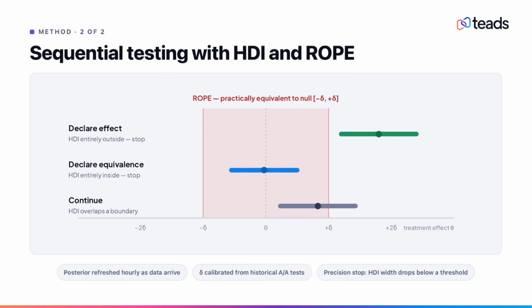The rule is simple. If the HDI is entirely outside the ROPE, we declare an effect and stop. If it is entirely inside, we declare equivalence and stop. If it overlaps a boundary, we continue. The posterior is refreshed hourly. Delta is calibrated from historical AA tests. A precision stop triggers when the HDI becomes narrow enough.